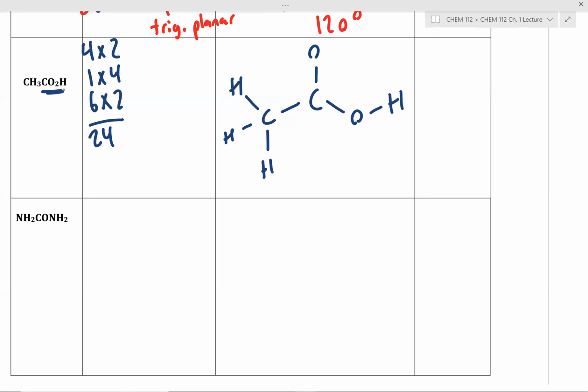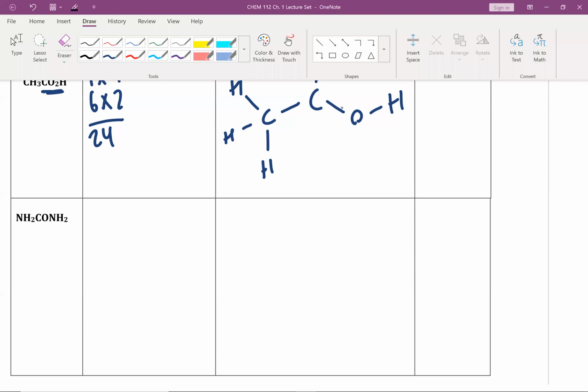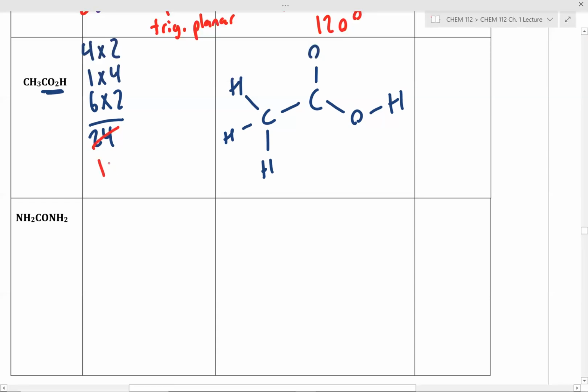Now, counting our bonds, we have 1, 2, 3, 4, 5, 6, 7 bonds. So we have used up a total of 14 electrons. We have 10 remaining. Where do we place those 10 electrons? Oxygen, yep. The first one needs 2, 4, 6 electrons. The second oxygen needs 8, 10. Perfect. So we've used up all 10 of our electrons.